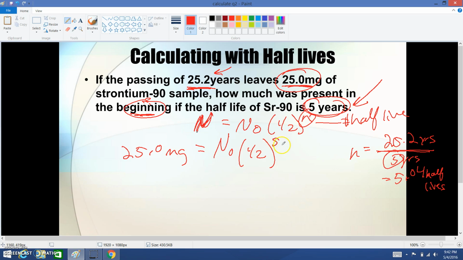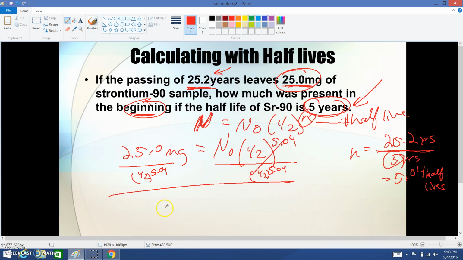So I'm going to do 1/2 to the 5.04 power. I then have to push buttons in my calculator. I would take 1/2 to the 5.04 power, and then divide both sides by that. This is me writing 1/2 to the 5.04 power on both sides. And in the end, I will get 822.49 something is my N0.